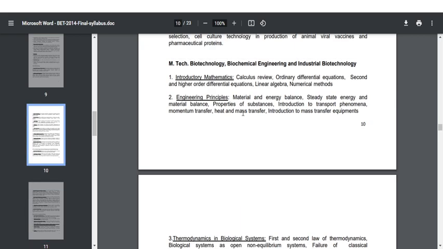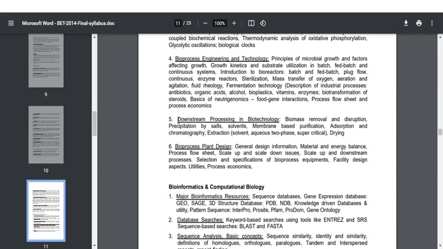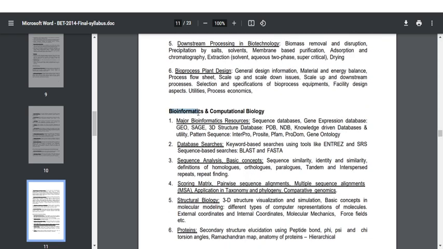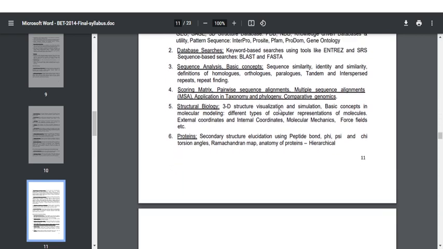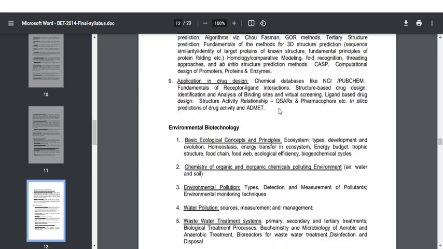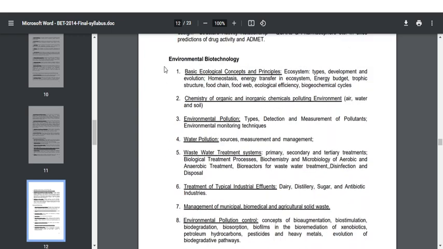Next, I didn't study these particular topics. In biochemical and bioprocess engineering, I just concentrated on downstream processing in biotechnology. From bioinformatics and all, I didn't go syllabus-wise. I just concentrated on past year question papers asked in the DBT JRF examination, and I prepared notes for those important topics. Okay, next, environmental biotechnology is highly important.